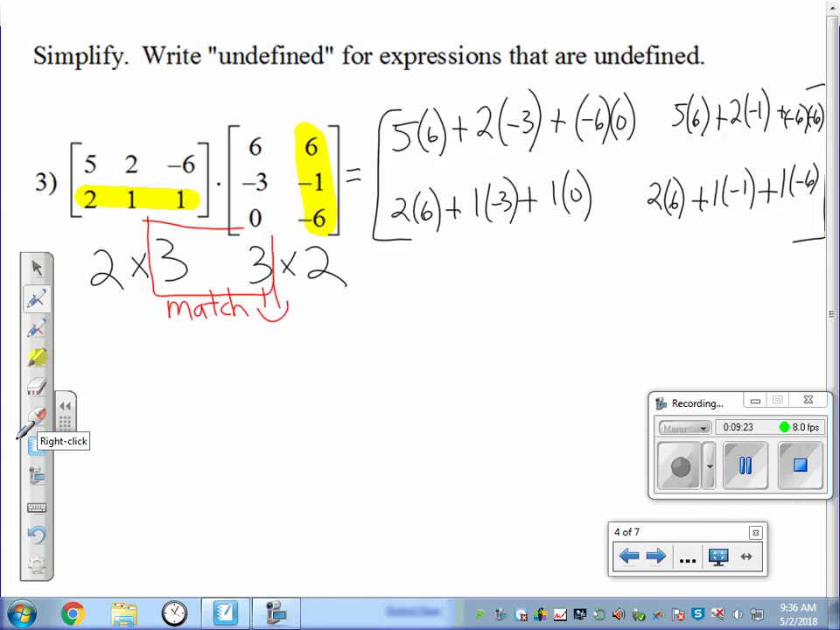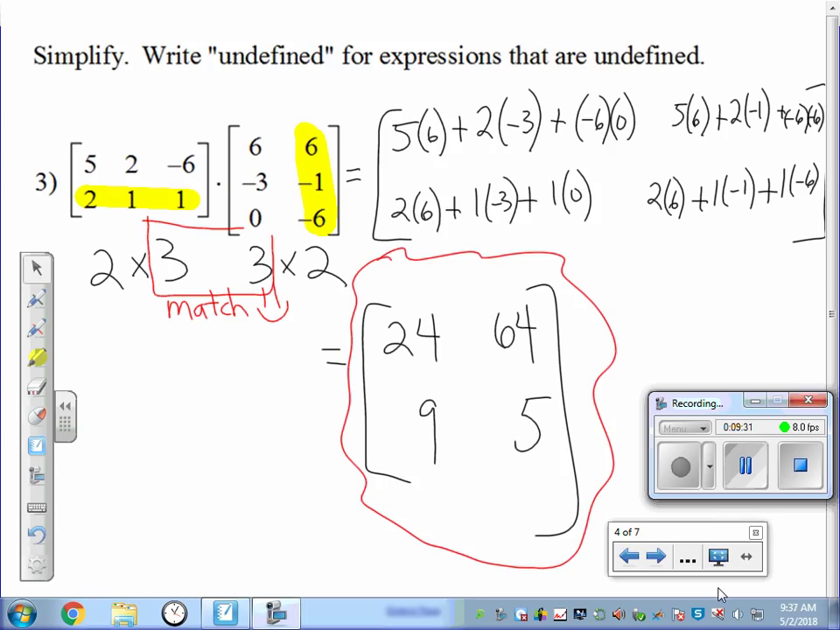All right, so here's what I would like you to do right now. Pause the video, crunch these numbers, and let's see if we get the same answer. Let's do it. All right, check it out. In the first column, I got 24 and 9. In the second column, I got 64 and 5. I hope you got the same thing. If you didn't, call me over. I'll be happy to look over what you did and see if I can pinpoint where we sort of went off the track.